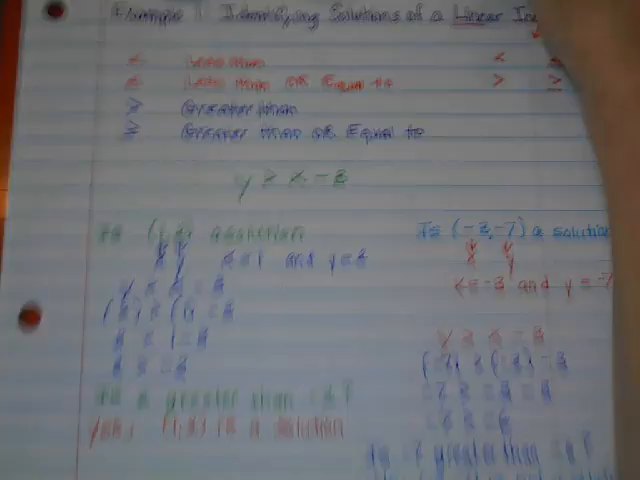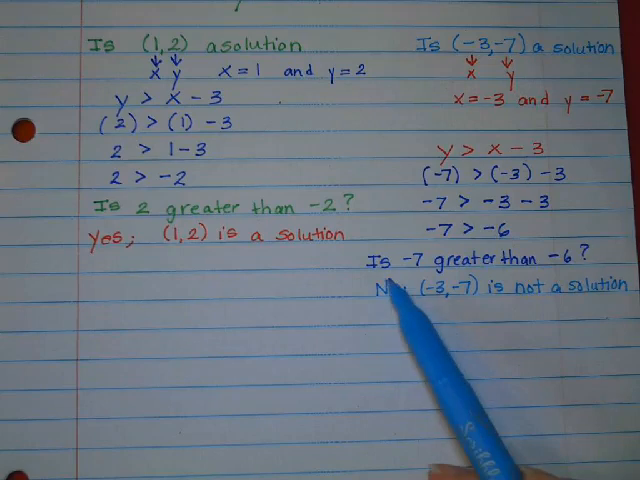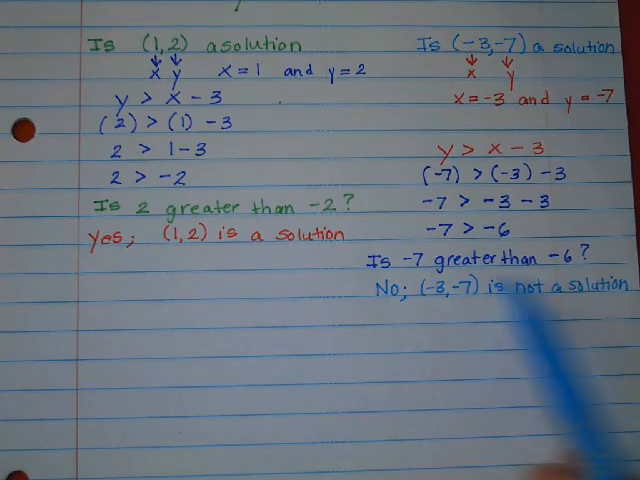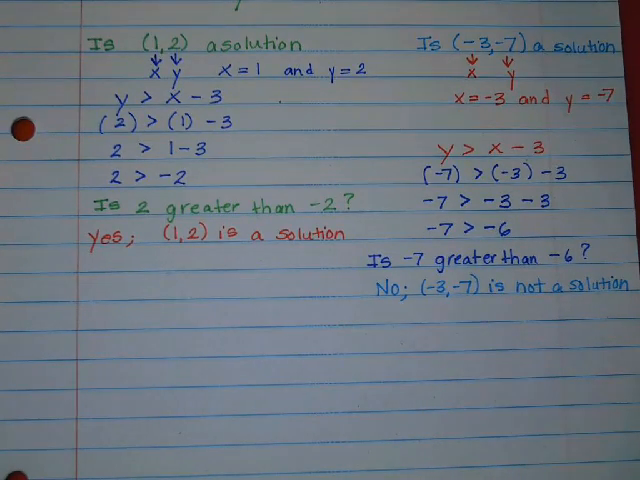Oops, our picture's not there. Let's pull that up real fast. So again, the question was asking, is negative 7 greater than negative 6? No. So therefore, the point negative 3, negative 7 is not a solution.